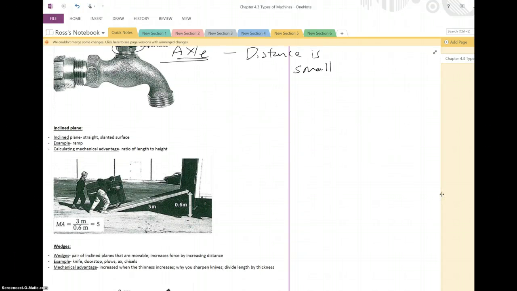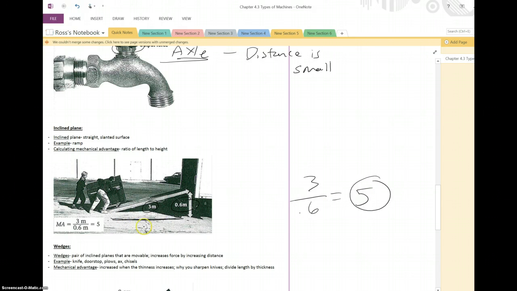Inclined plane, we've talked a lot about these. The one piece that we haven't talked about is calculating the mechanical advantage. The way you do it is by dividing the length by the height. So you take 3 divided by 0.6. That equals 5. You don't care about this distance here.